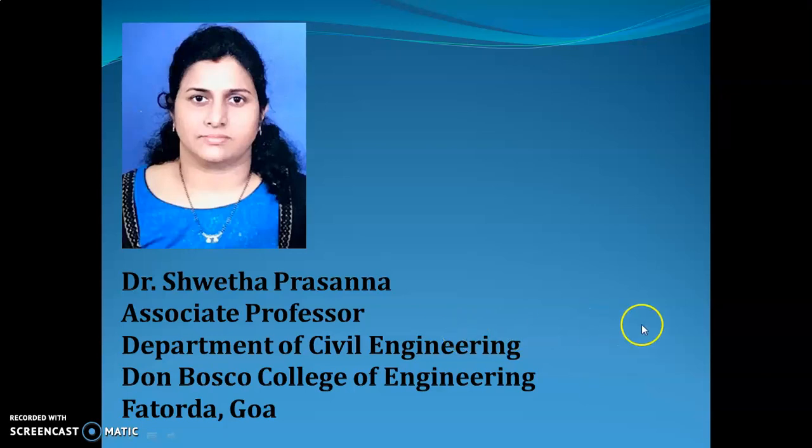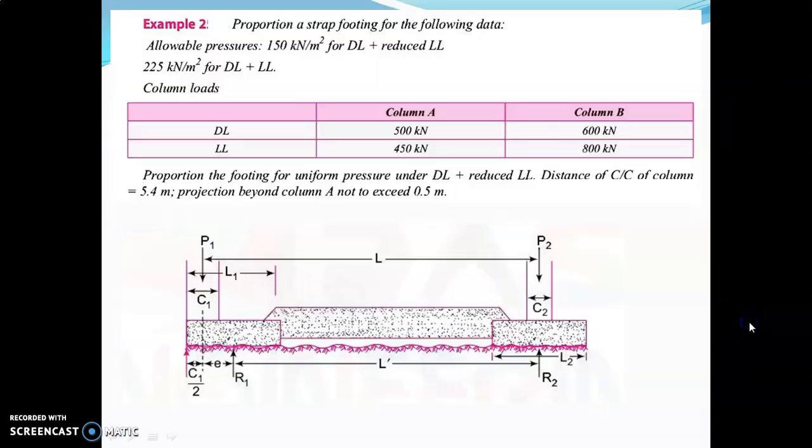Hello my dear students, let us solve one more example that is on strap footing. Proportion a strap footing for the following data. Allowable pressures are 150 kilonewton per meter square for dead load plus reduced live load and 225 kilonewton per meter square for dead load plus live load.